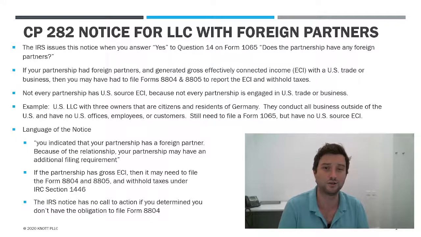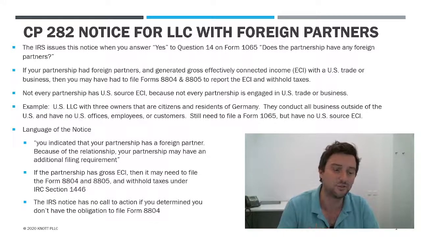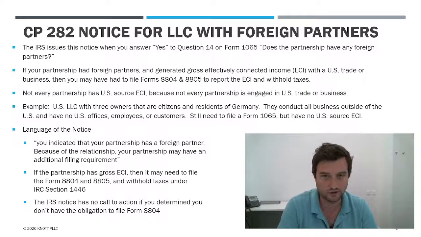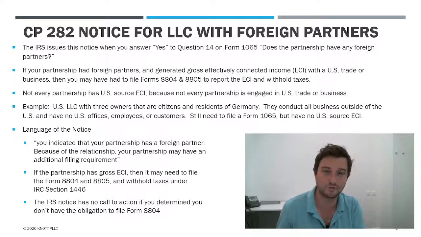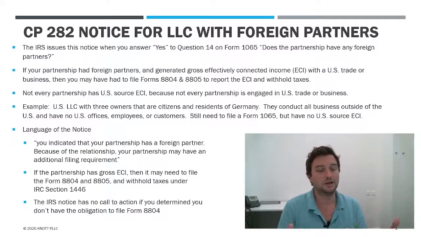They did everything correctly, but the IRS system automatically flags this. So even if you took the correct position, where you have no U.S. source ECI, no gross income, no U.S. trade or business, no nothing, you can still be profitable. Obviously, you can still generate profits, but it's all non-U.S. trade or business income. In this case, the IRS will still send you this notice.